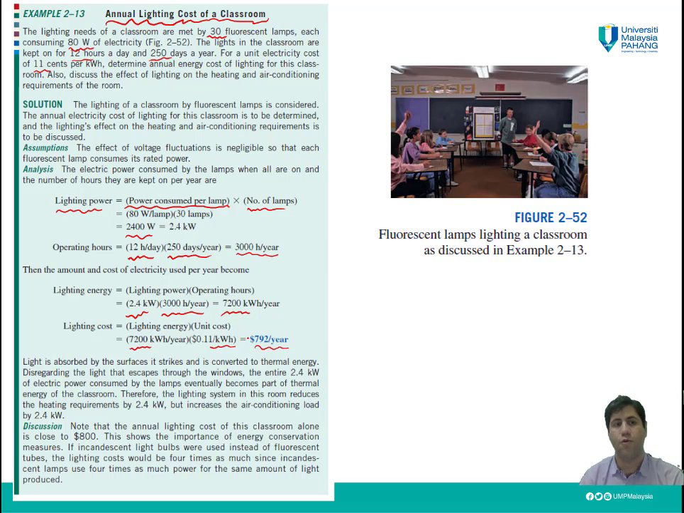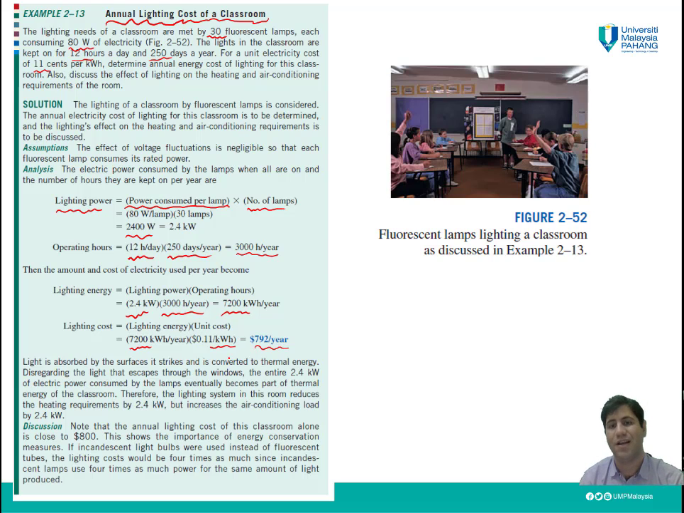$792 per year will be the cost for lighting this imaginary class. So you can see how we can use the concept of energy for a system, which here is the class, to calculate the energy which is required for that class for any specific purpose. Here is light. And in terms of thermal energy, light is absorbed by the surfaces it strikes and is converted to thermal energy.